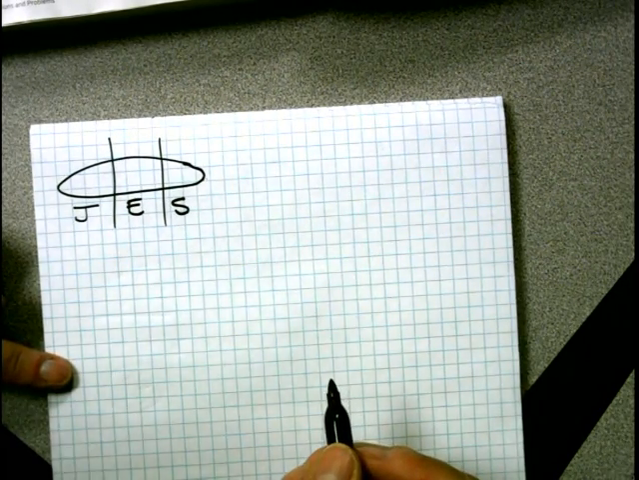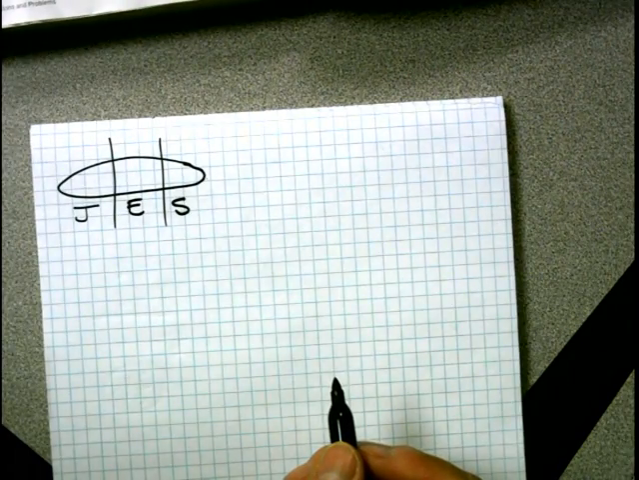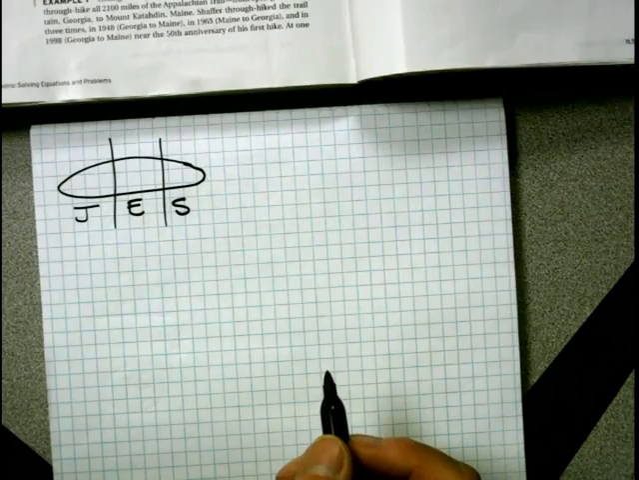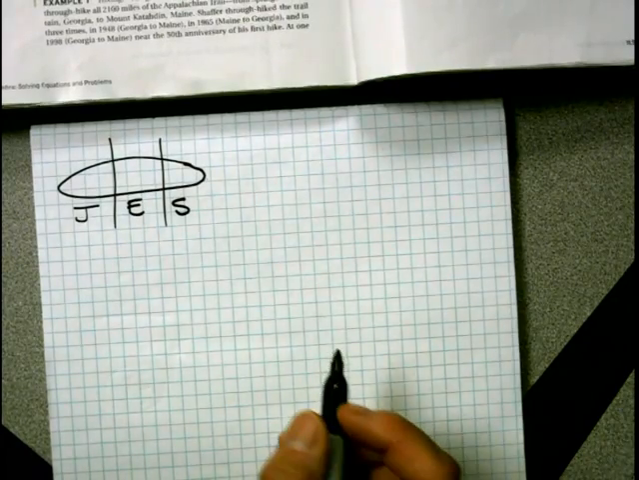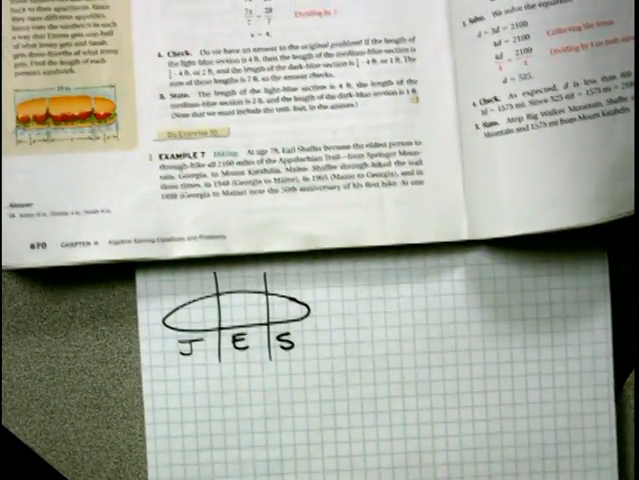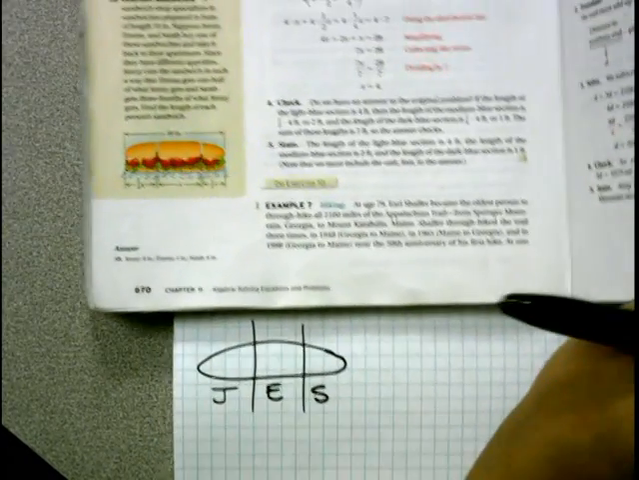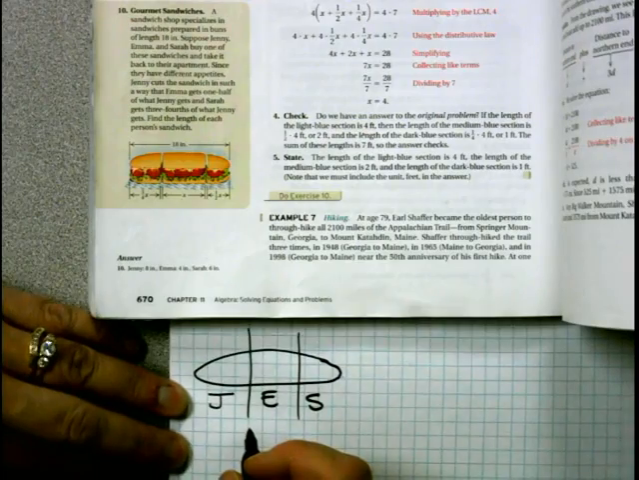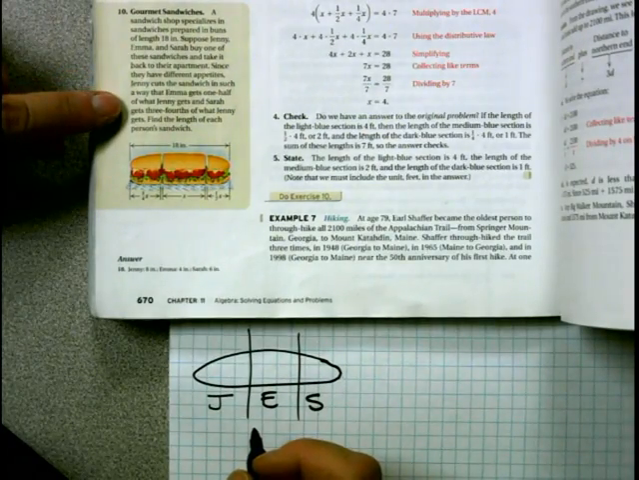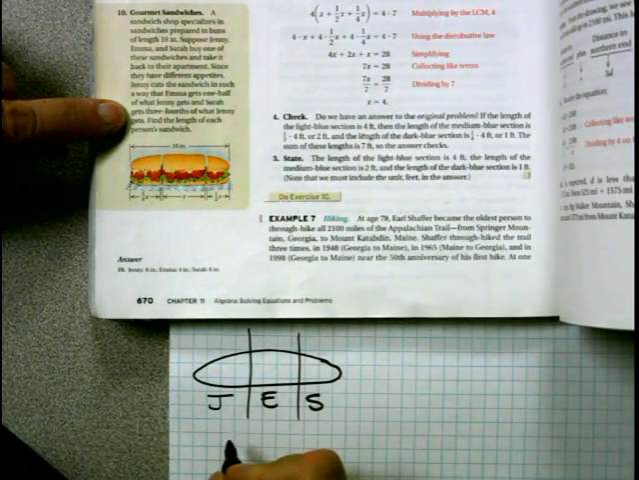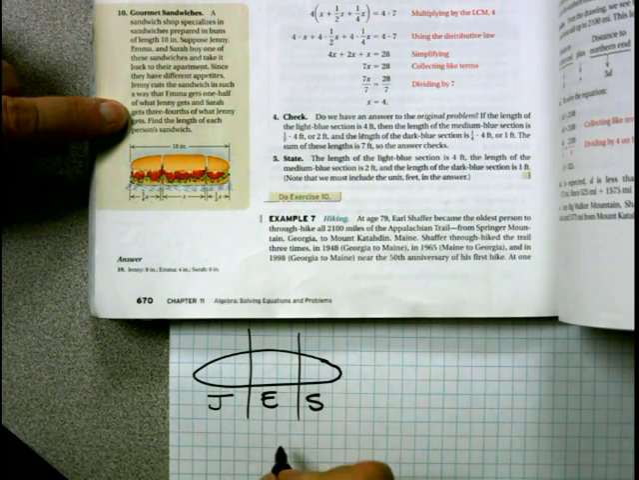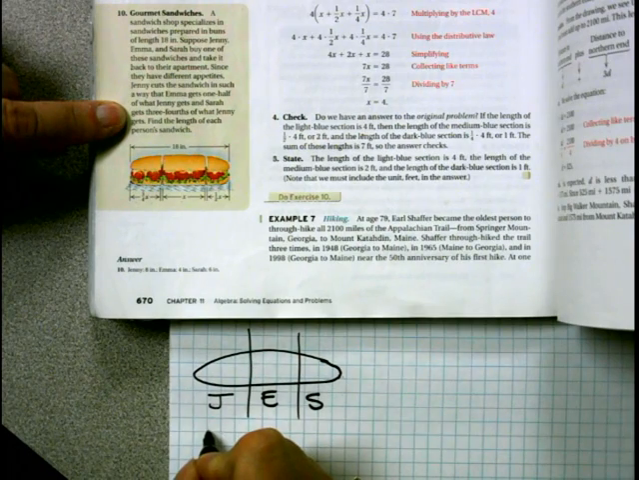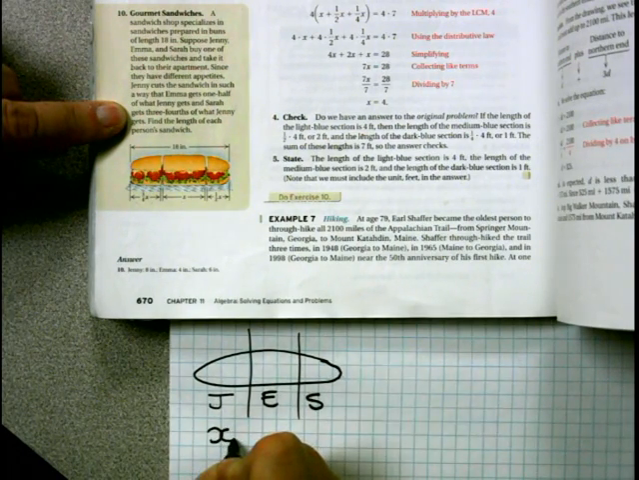So let's go back to our problem, and it says that Jenny cuts the sandwich in such a way that Emma gets 1/2 of what Jenny gets. So I'll try and put the problem here so you can see it. Emma gets 1/2 of what Jenny gets. So what does Jenny get? We don't know. So we're going to call Jenny's X.